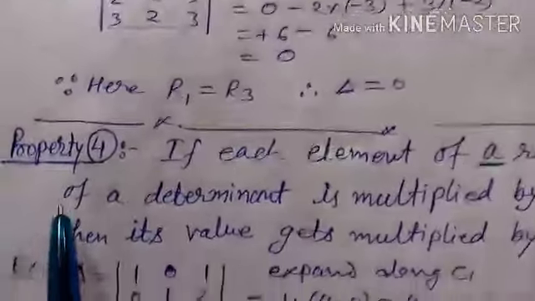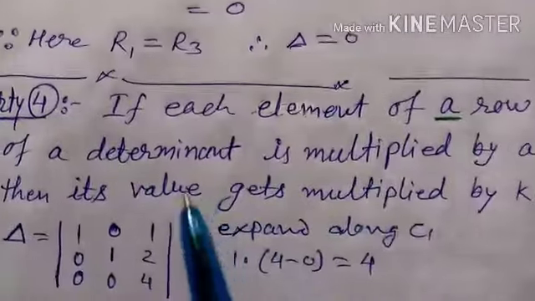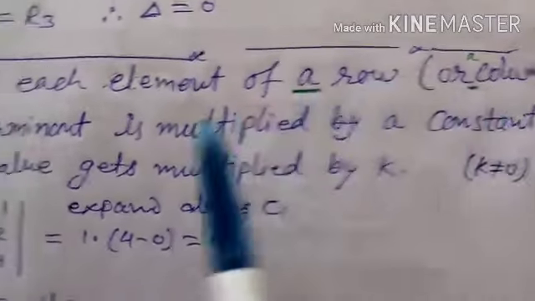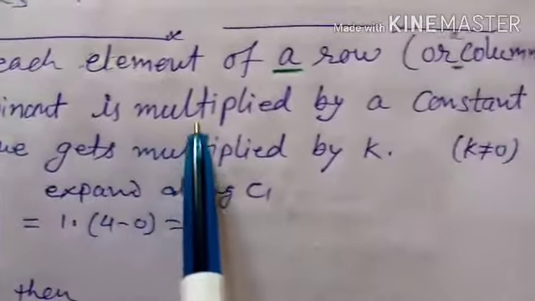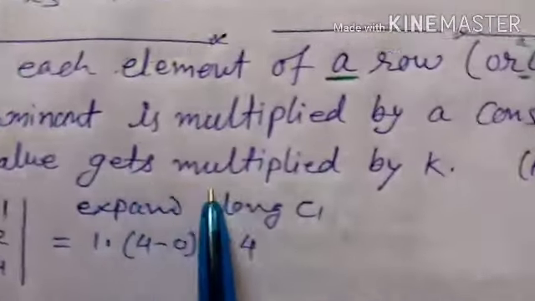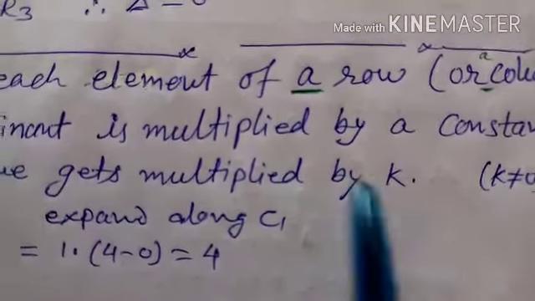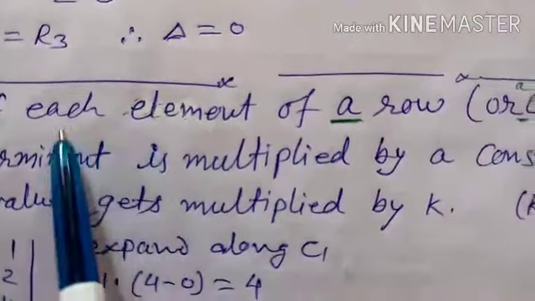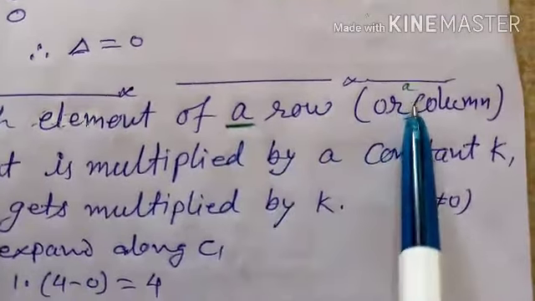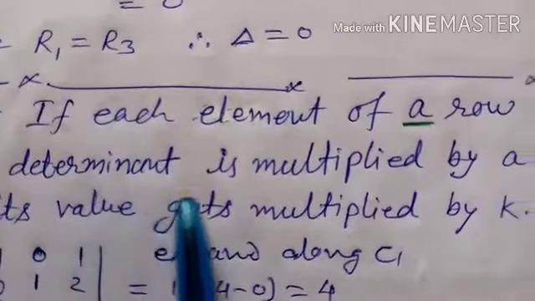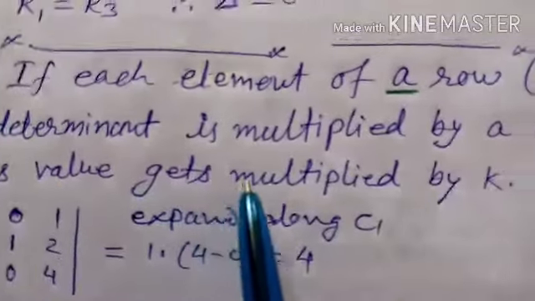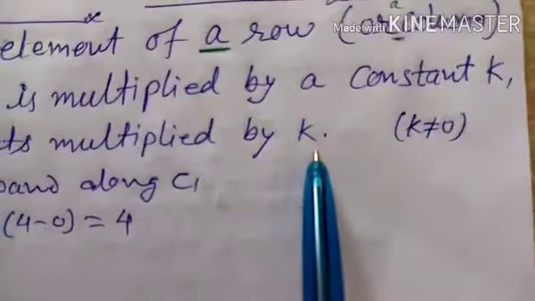Now, one more property, property number 4. If each element of a row or a column of a determinant is multiplied by a constant k, then its value gets multiplied by k. Once again, if each element of only one row or only one column of a determinant is multiplied by any constant k, then the value of the determinant is multiplied by k.